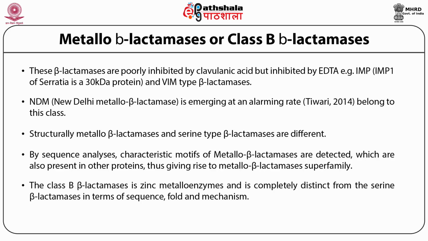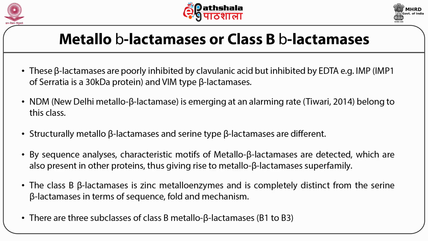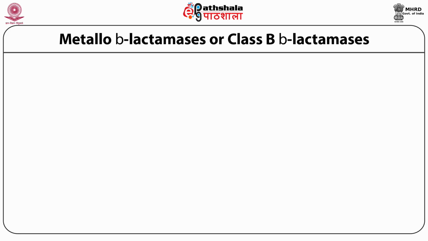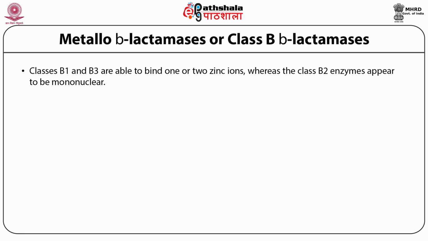So class B beta-lactamases contain metals such as zinc and others. So it can be a zinc metallo-beta-lactamase for a few metallo-beta-lactamases, and it is completely distinct from serine beta-lactamases in their sequence, fold and mechanism. There are three subclasses of class B metallo-beta-lactamases, which are known as B1, B2 and B3. Of these three classes, B1 and B3 can bind one or two zinc ions, whereas class B2 appears to be mononuclear.